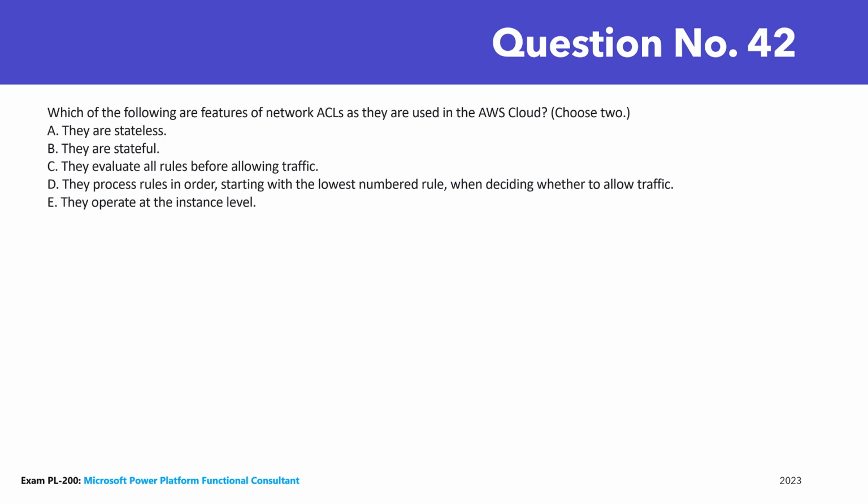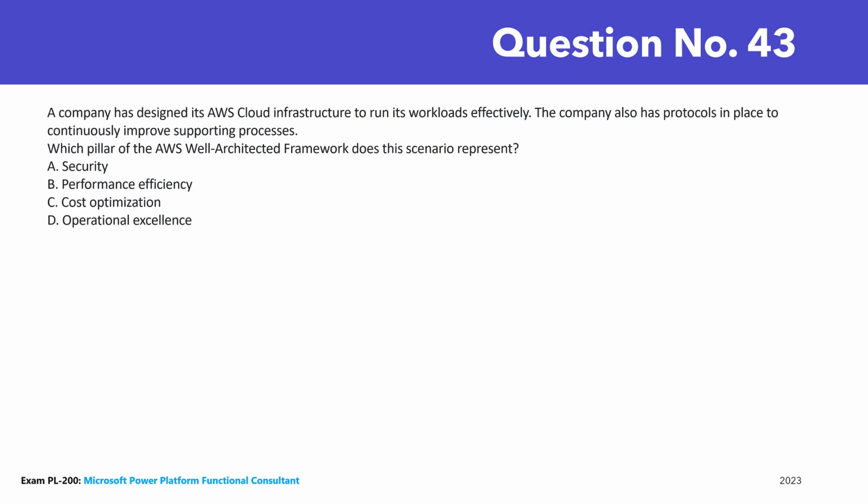Which of the following are features of network ACLs as they are used in the AWS Cloud? Choose 2. A. They are stateless. B. They are stateful. C. They evaluate all rules before allowing traffic. D. They process rules in order, starting with the lowest numbered rule, when deciding whether to allow traffic. E. They operate at the instance level. Correct answers, A and D.